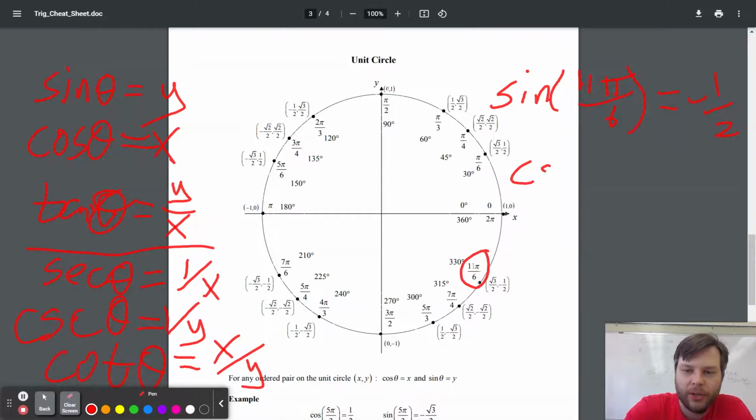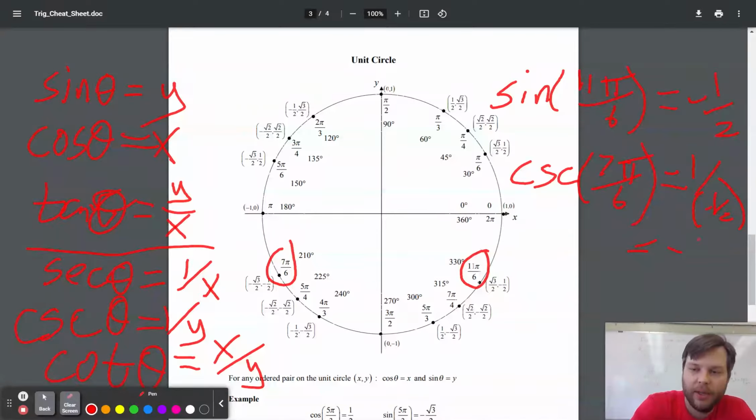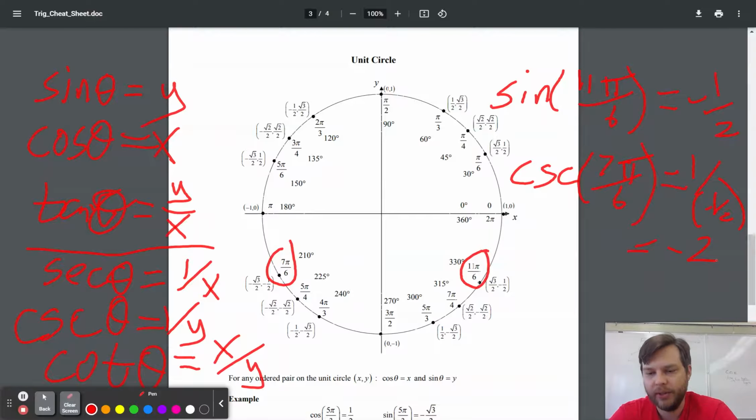If I had to do cosecant of 7 pi over 6, I look at 7 pi over 6, and I do 1 divided by the y value, 1 divided by the y value of negative 1/2. And that simplifies to be negative 2, because negative 1/2 goes into 1 negative 2 times.